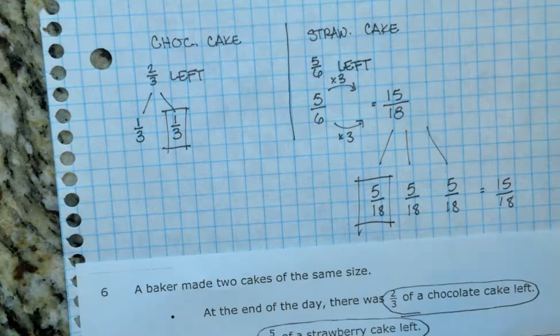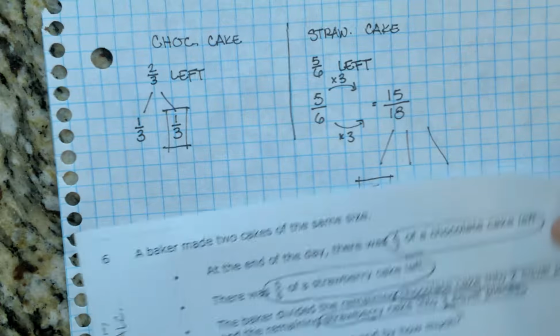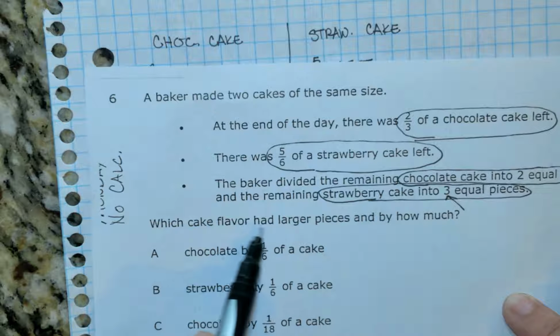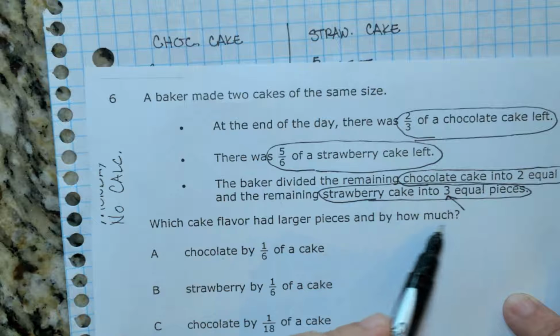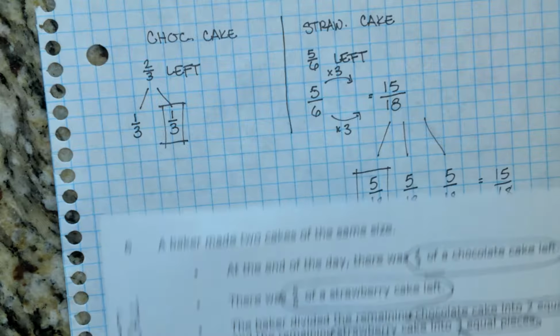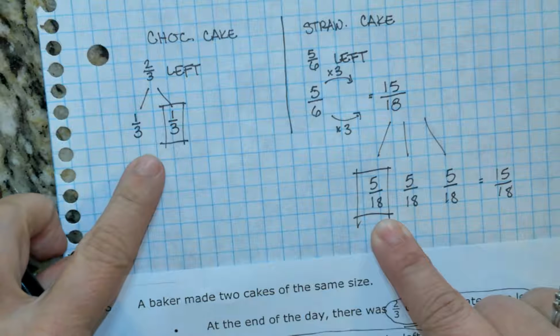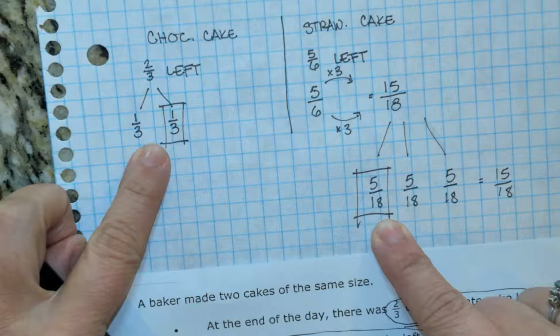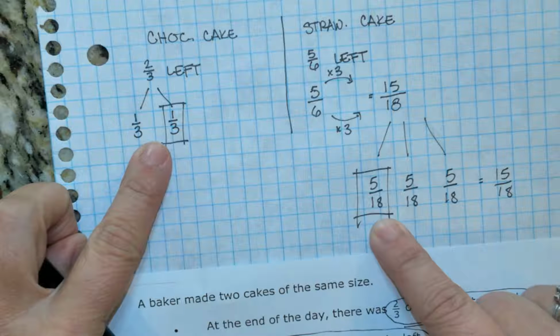And then let's go back and read the question. Which cake flavor has the larger piece and by how much? First, let's look at this. I've got 5/18 and I've got 1/3. It's really hard for me to judge which one is larger when the denominators are different.